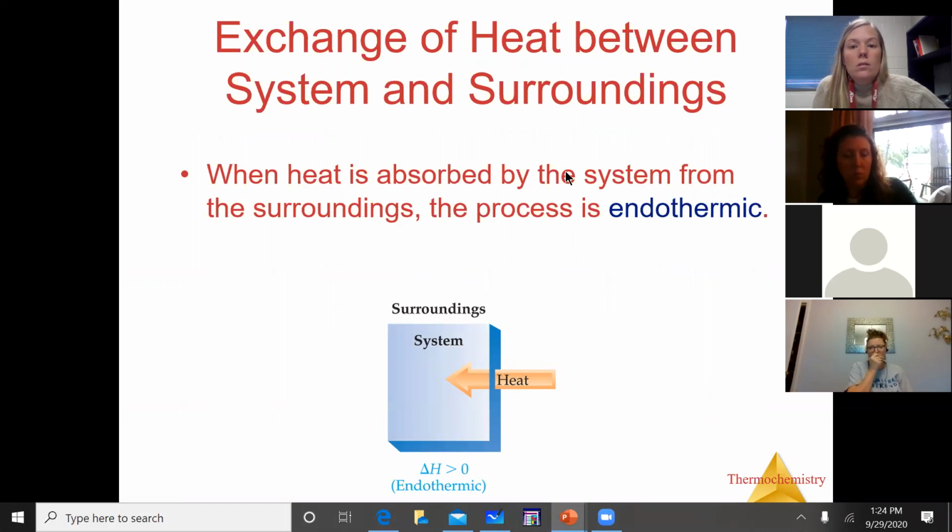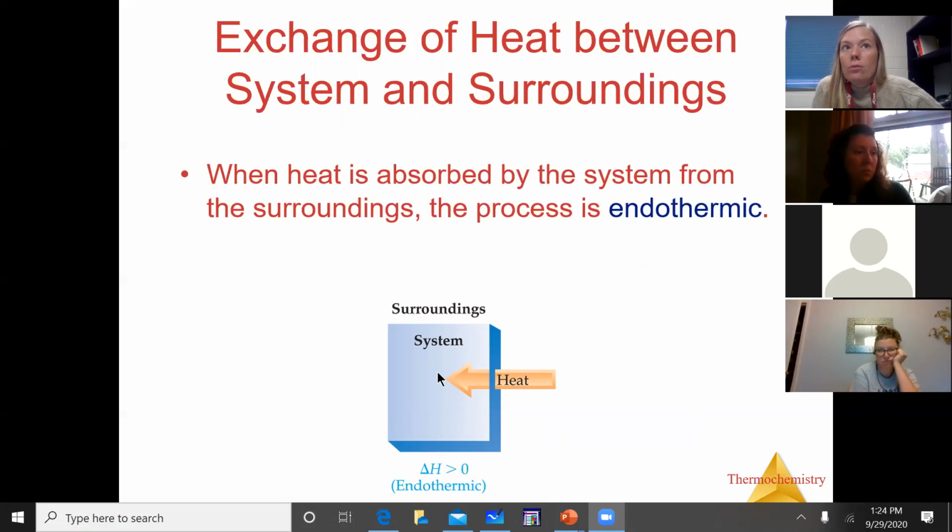So we've already gone over this, but when heat is absorbed by the system from the surroundings, we would classify the process as endothermic. So if heat moves into the system, endothermic, the heat is entering the system.